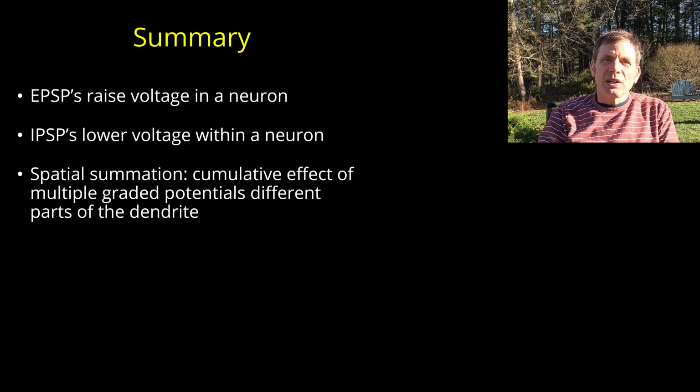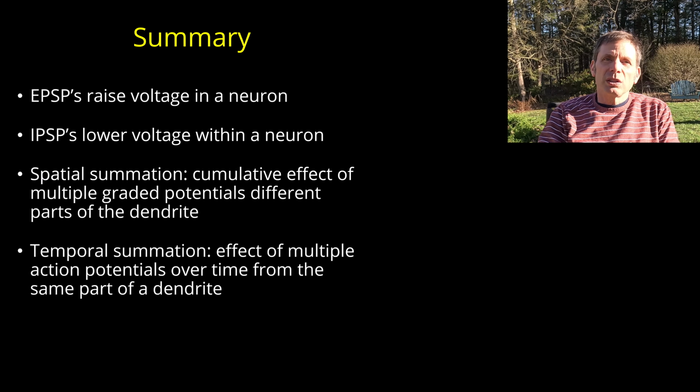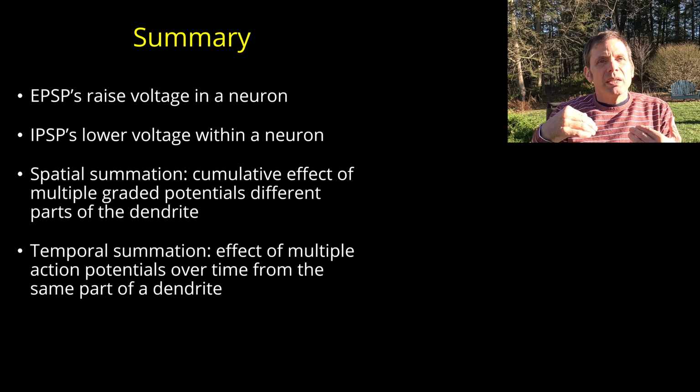Spatial summation refers to the sum of graded membrane potentials from different synapses. Temporal summation refers to the effects of a neurotransmitter at a single synapse. If we want to know what turns on a neuron, the excitatory signals have to be strong enough to outweigh all the naysayers trying to lower voltage at the axon hillock.